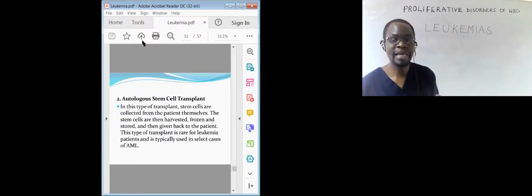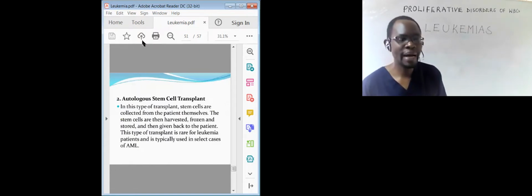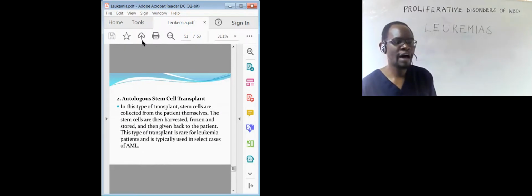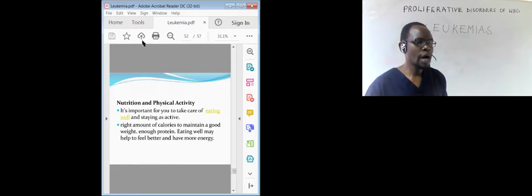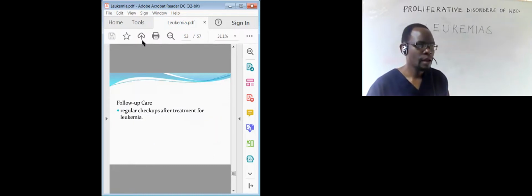However, they are expensive. They work, but they are expensive. So you don't want to pray to have any of these conditions. Nutrition and physical activity, of course, are very important in these patients. Follow-up care and regular checkups are also very important for these patients.